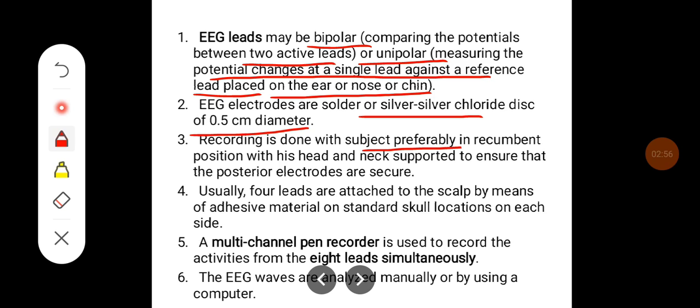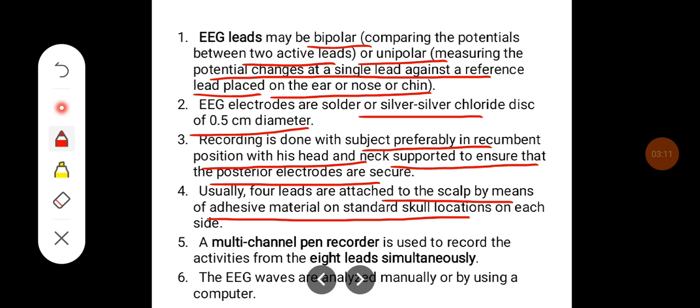Recording is done with the subject preferably in recumbent position and his head and neck supported to ensure that the posterior electrodes are secure. Usually 4 leads are attached to the scalp by means of adhesive material on the standard skull locations on each side. A multi-channel pen recorder is used to record the activities from the 8 leads simultaneously. The EEG waves are analyzed manually or by using a computer.